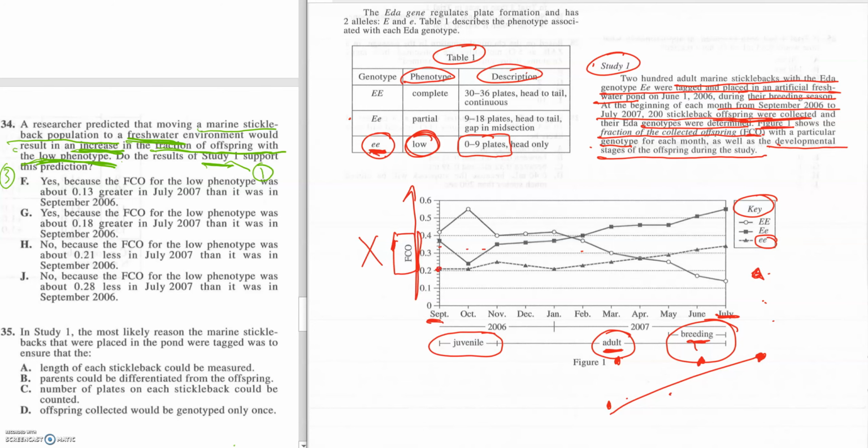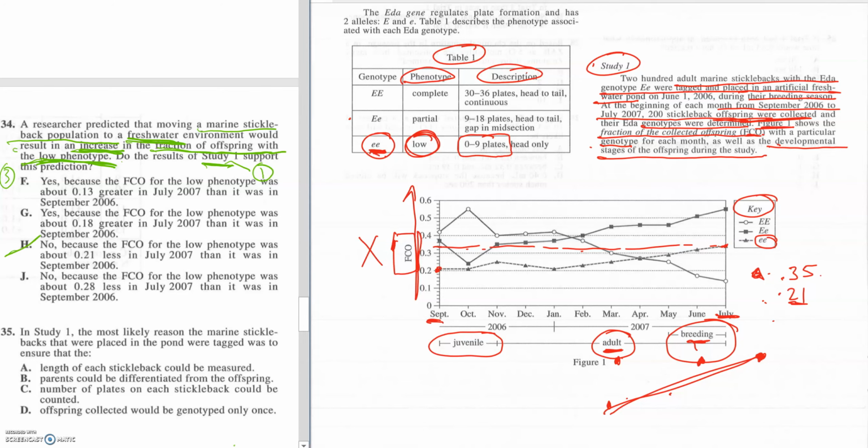It starts here, which I would say is about 0.21. And then by the end, it's up here. If I take that across, it's maybe about 0.3, it ends about 0.35 or something. Okay, so it starts at 0.21, it goes up to 0.35, so they do increase. So his prediction is correct. So we can get rid of anything that says, no, the study doesn't support it, because it does. So H and J are gone. So now we just have to find the right reason.